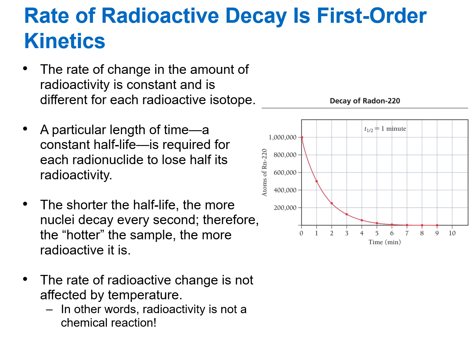Now, the particular length of time, which is called a half-life, is the time required for each radionuclide to lose half of its radioactivity. That's why it's called a half-life. Now, the shorter the half-life, the more nuclei decay every second, and therefore this is going to be a more radioactive sample, or we would say that it's a hotter sample as a result of that. So those are typically the bad boys of radioactive decay.